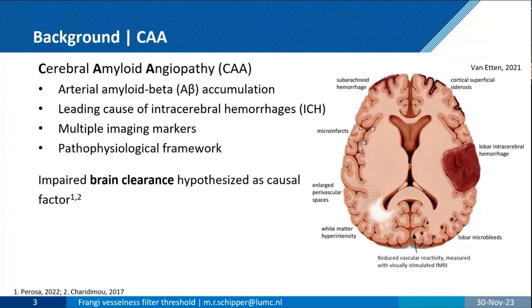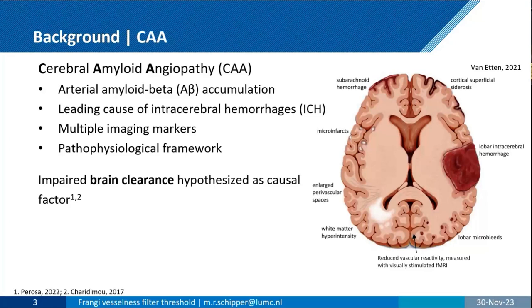So first I would like to start off with some background on CAA. CAA, or cerebral amyloid angiopathy, is a cerebral small vessel disease that is characterized by arterial amyloid beta accumulation. So this is mainly in the cortical and leptomeningeal arteries of the brain, and it is one of the leading causes of intracerebral hemorrhage. It's related to multiple imaging markers that are depicted on the image on the right. One of them is impaired vascular reactivity, and this can be measured through visually stimulated fMRI.